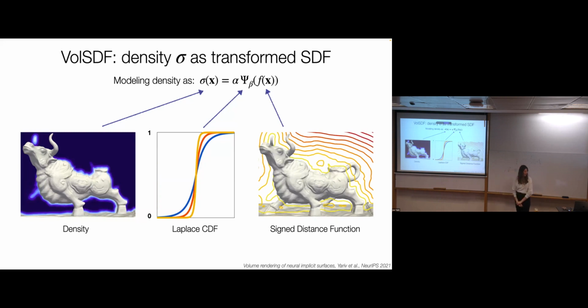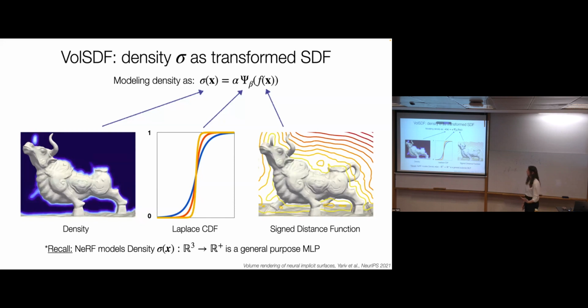Okay, so again, recall that for NeRF, we just use density as a general purpose MLP, and here we want to use a certain family of density which has a signed distance function underneath. So it's going to give us the regularization for the geometry, as we said we need.